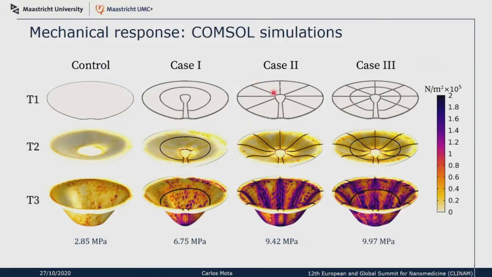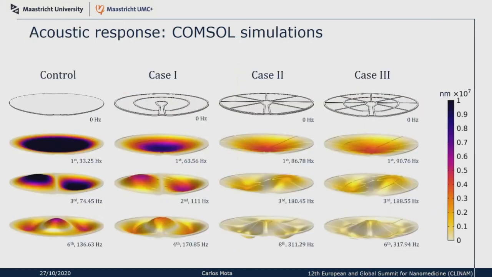So we did some computational modeling to try to understand, before manufacturing, the effect of the different microstructures. On case 3, of course, we would have a bit more reinforcement, so we would have a higher Young's modulus than the other cases. And we also simulated the acoustic vibration of these membranes according to the different patterns.